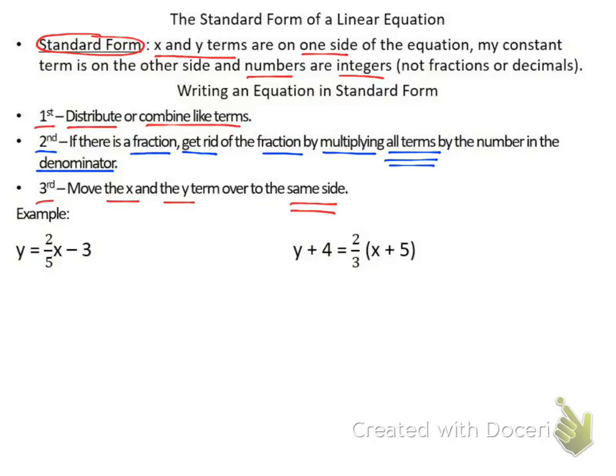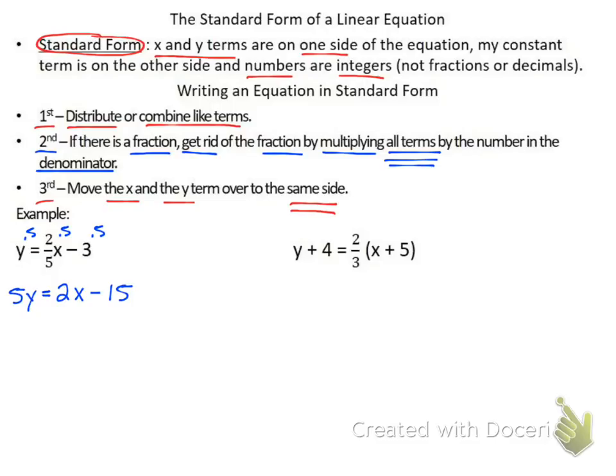So with the first problem, distribute, combine like terms. There's nothing to distribute. There are no like terms to combine. So if there's a fraction, I want to get rid of the fraction by multiplying all the terms on both sides of the equation by the denominator. The 5 is on the denominator, so I'm going to multiply every single term on both sides by 5. So I get 5y is equal to, when I do 2/5 times 5, I get 2x minus 15.